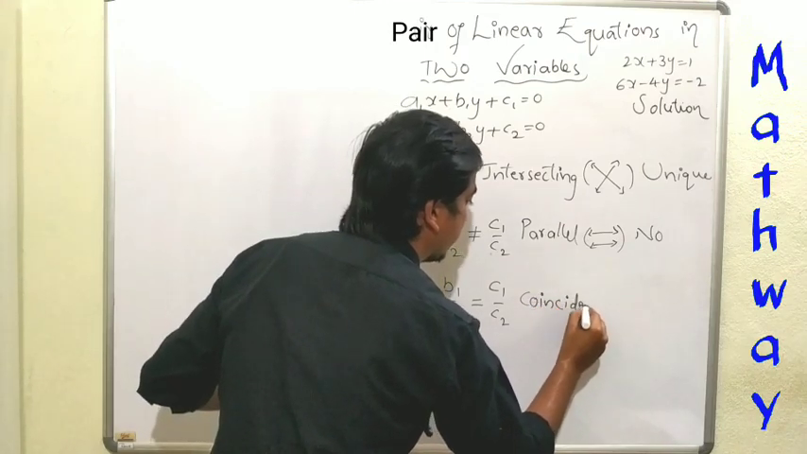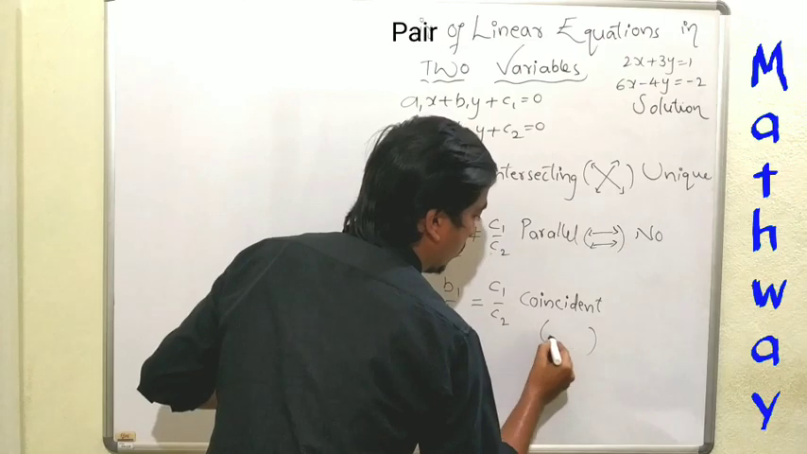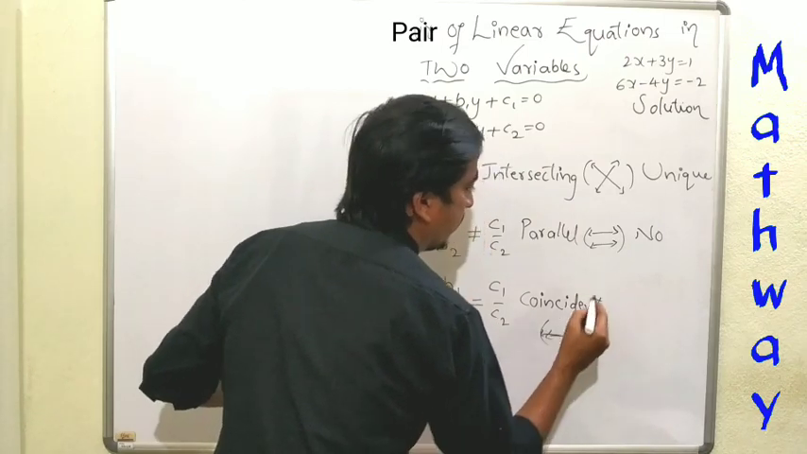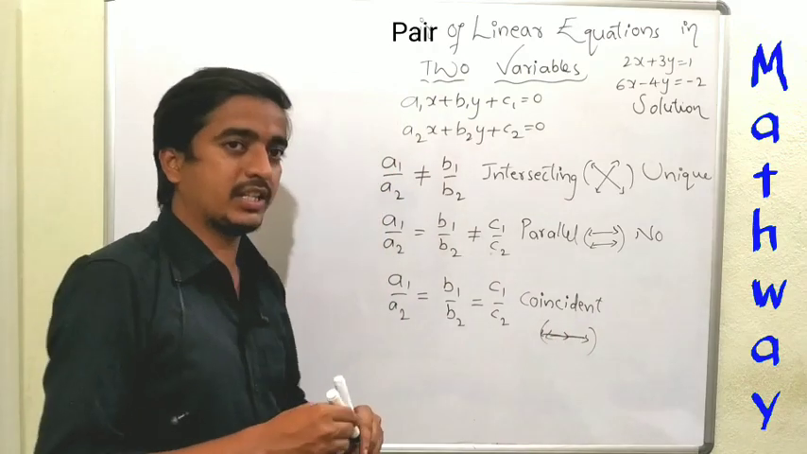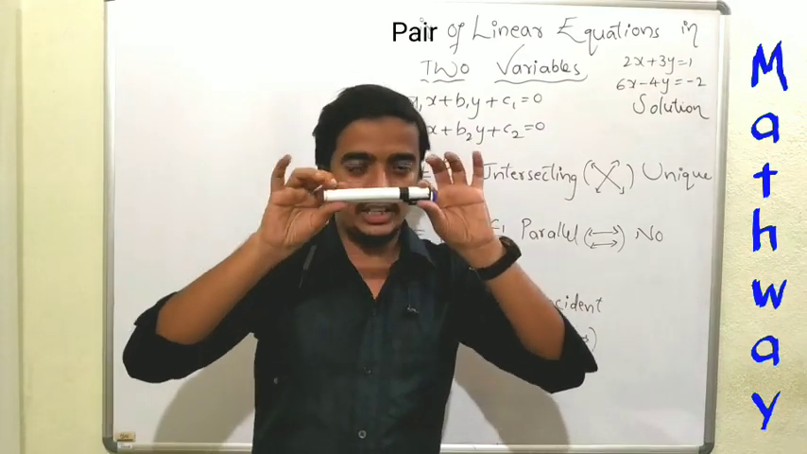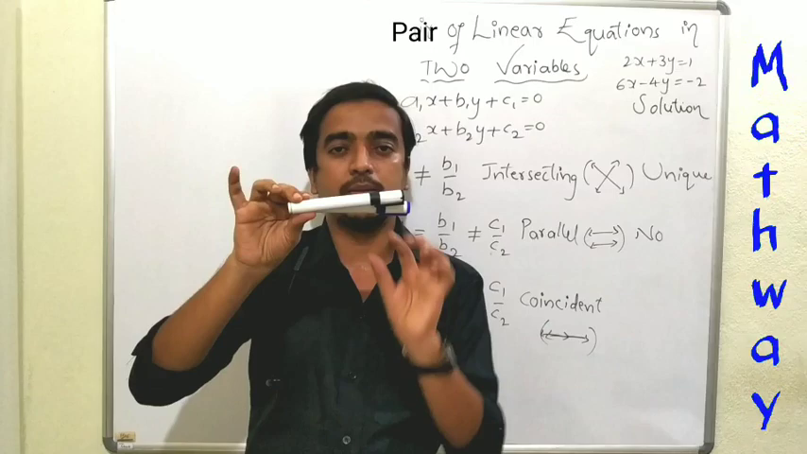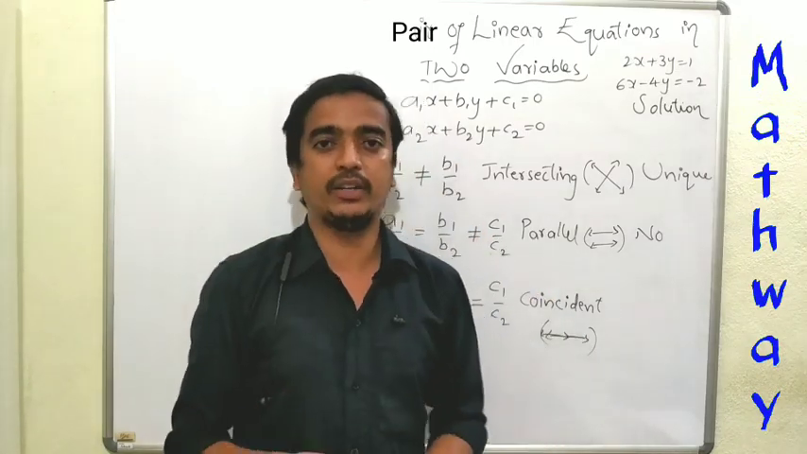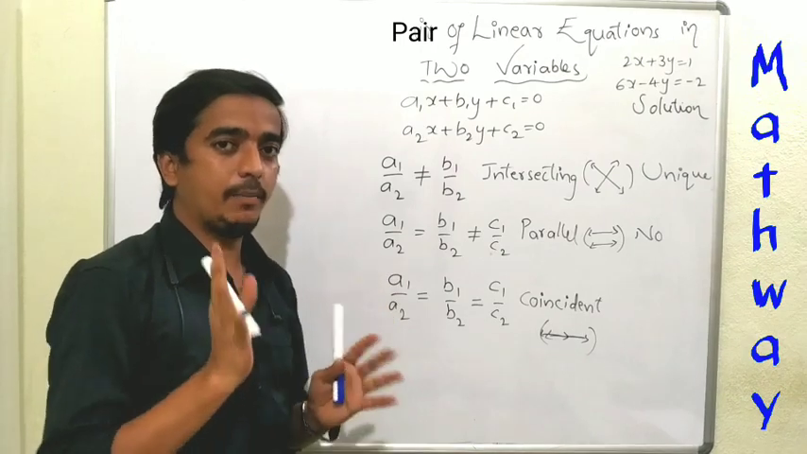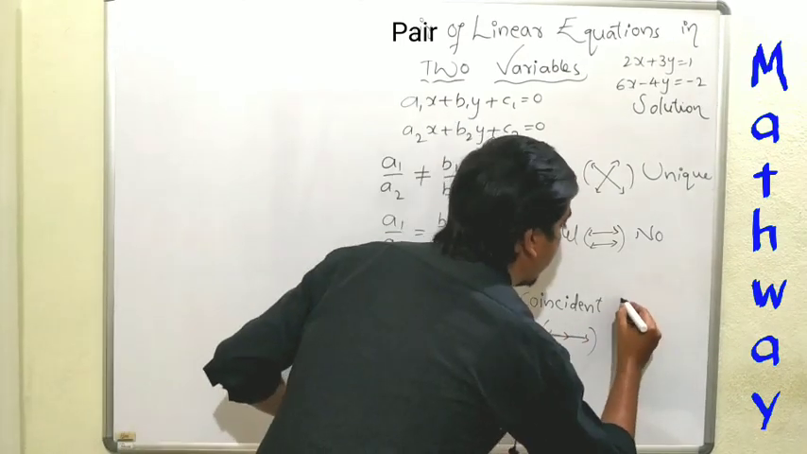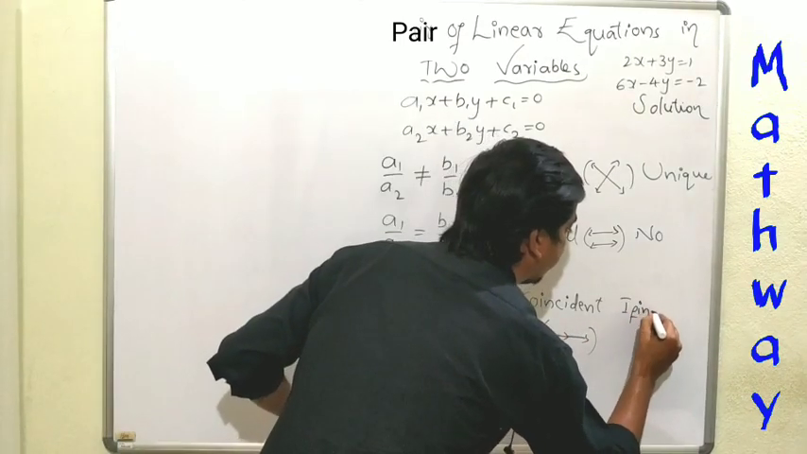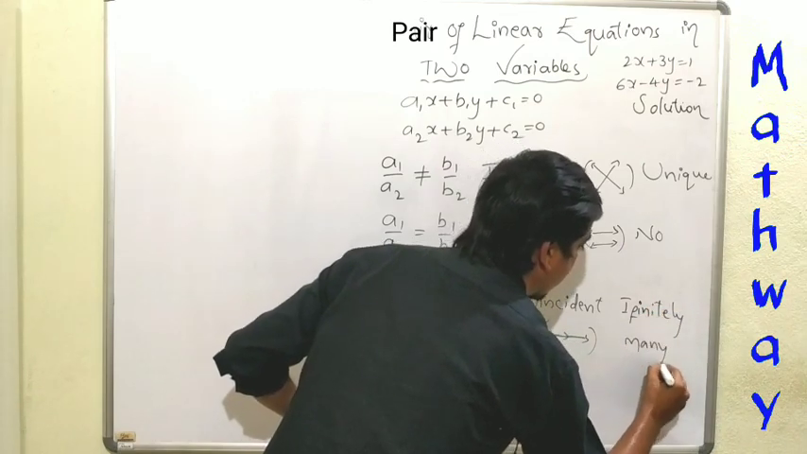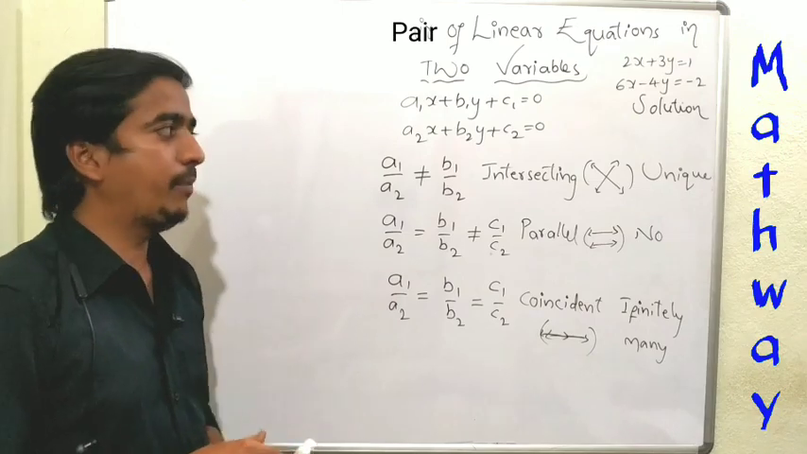Coincident means one line overlaps the other. So it is one line, second line. Then how many solutions do they have? How many common points are in these two lines? Many solutions, many common points, right? At every point they will meet. So it has infinitely many solutions. So these are the three very important cases.